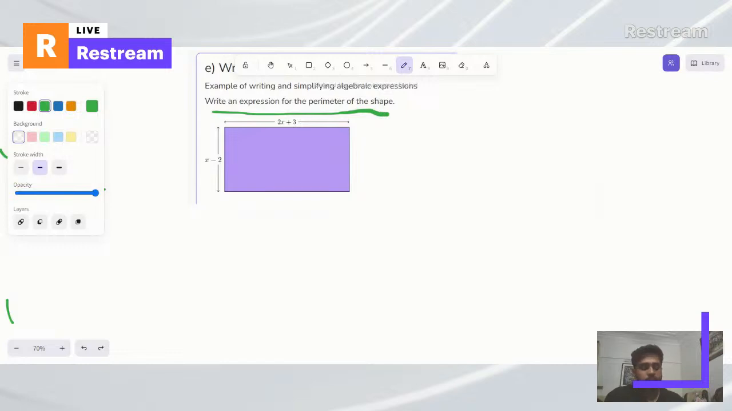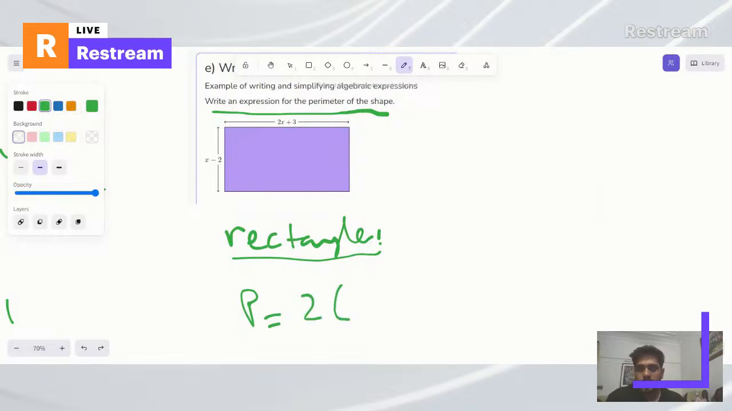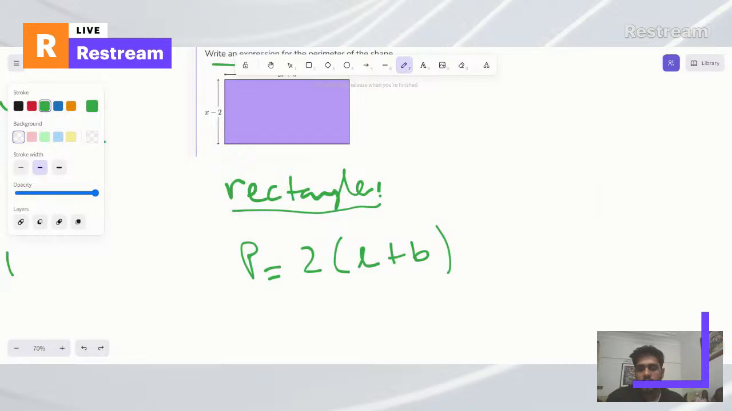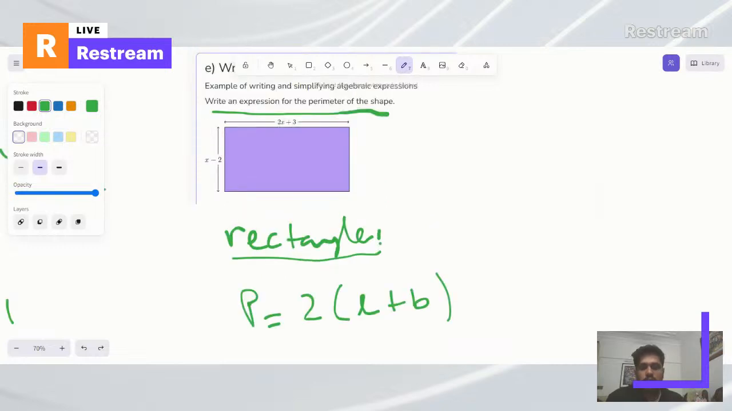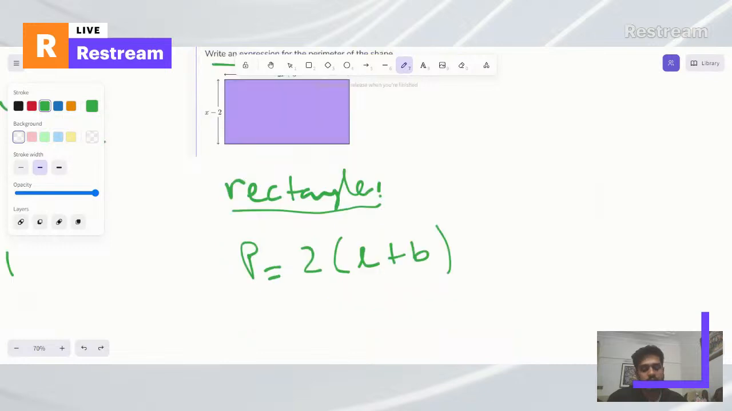So what's this shape? The shape is a rectangle, right? And how do we find the perimeter of a rectangle? This is something that we all should know by now. For perimeter, we add all the sides together. So basically, the basic formula is 2 times (length plus breadth). This is the formula for the perimeter of a rectangle.